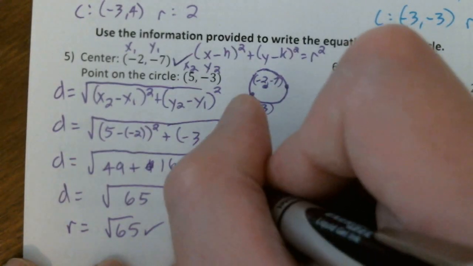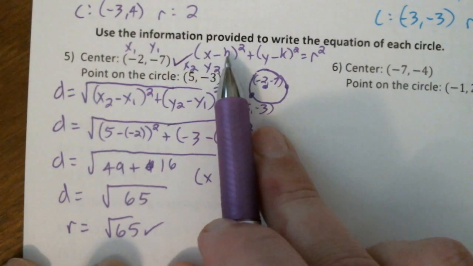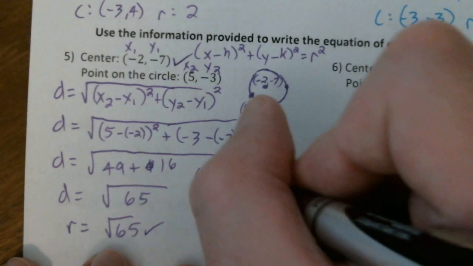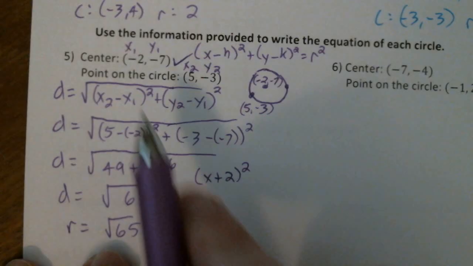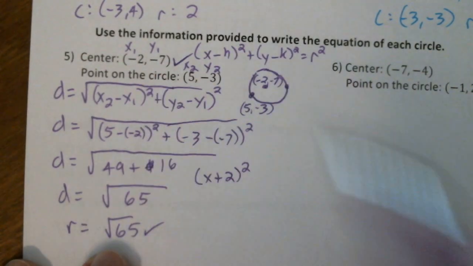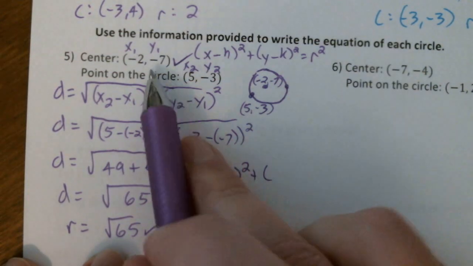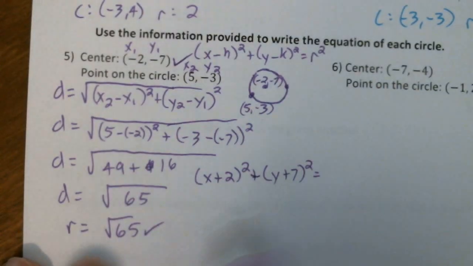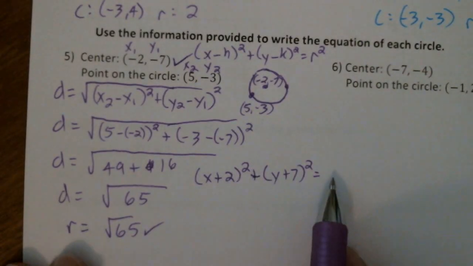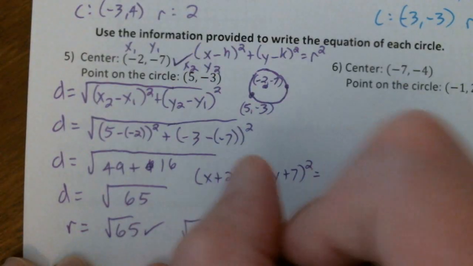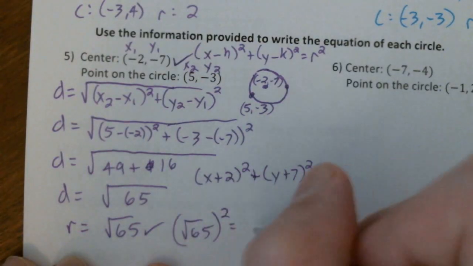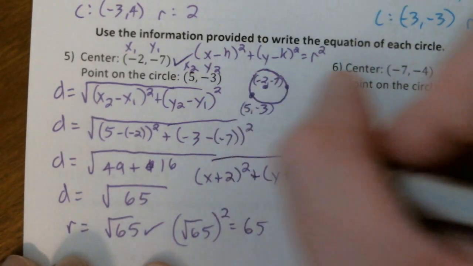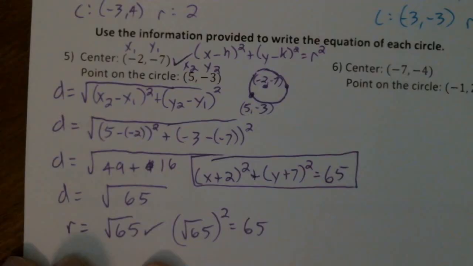So the equation is always going to be, going back to our equation, x minus h. But remember, we got to flip the signs. So if the center is -2, I got to flip that. That's going to be (x + 2)². Anytime I go from center to equation or equation to center, I have to flip those signs. Plus, flip that guy. This is going to be (y + 7)² equals, now the radius, remember in the equation this is r², but our radius is the square root of 65. So if I square the square root of 65, they just cancel each other out. I'm just left with 65. So 65 is the number that goes on the right-hand side of the equation.